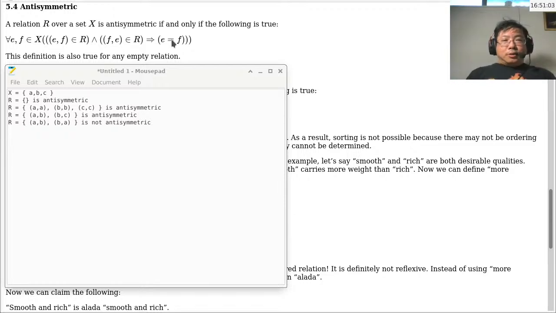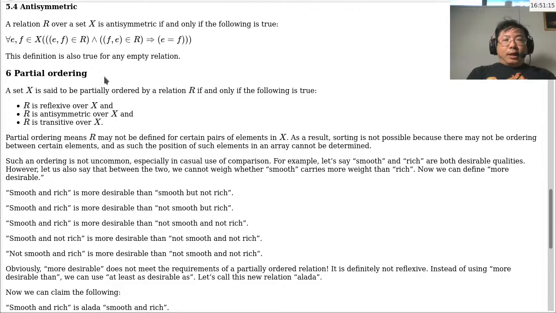Any other questions about antisymmetric? I'm not seeing any questions. Let's move on then. Now that we have the four qualifications being reflexive, symmetric, transitive, and antisymmetric, now we can talk about partial ordering.